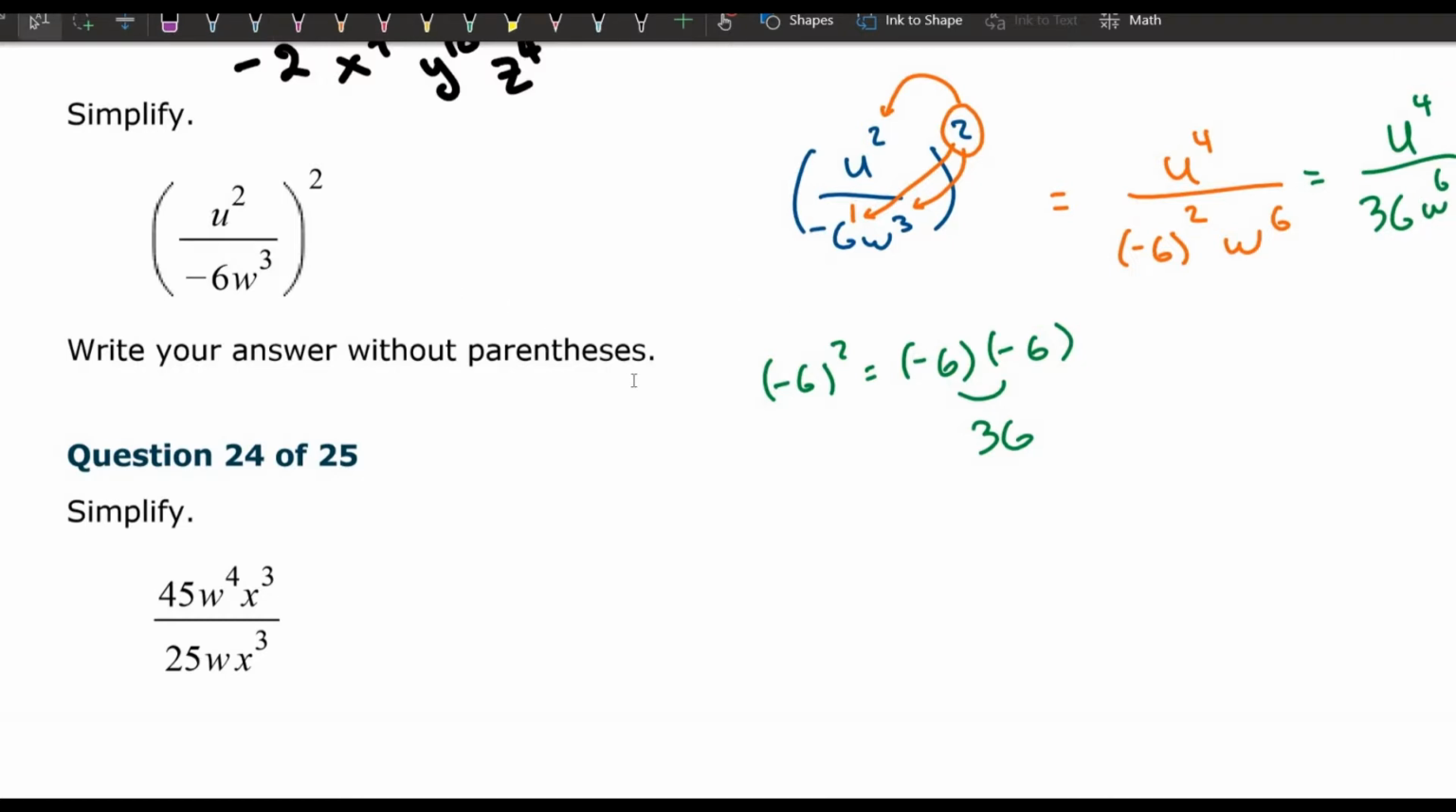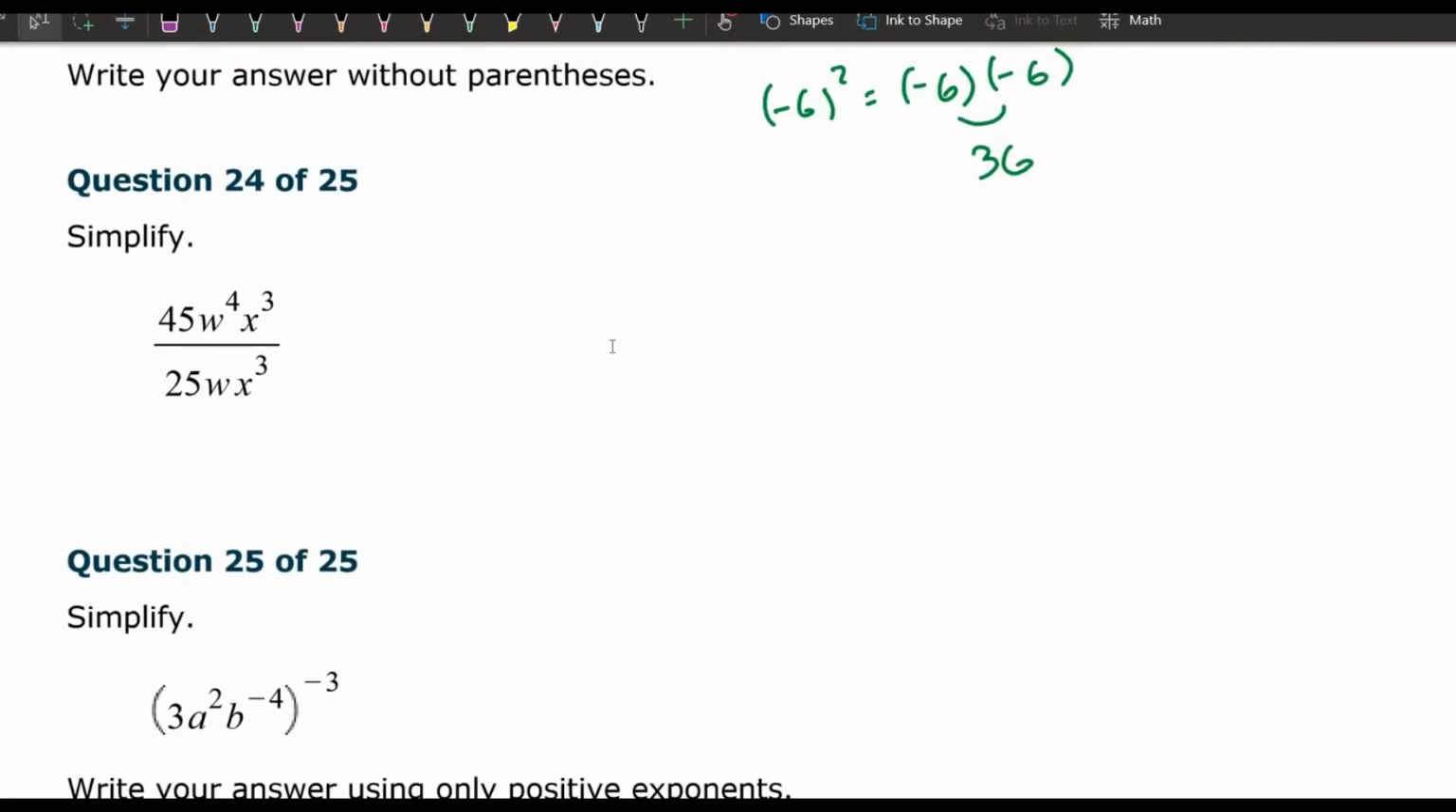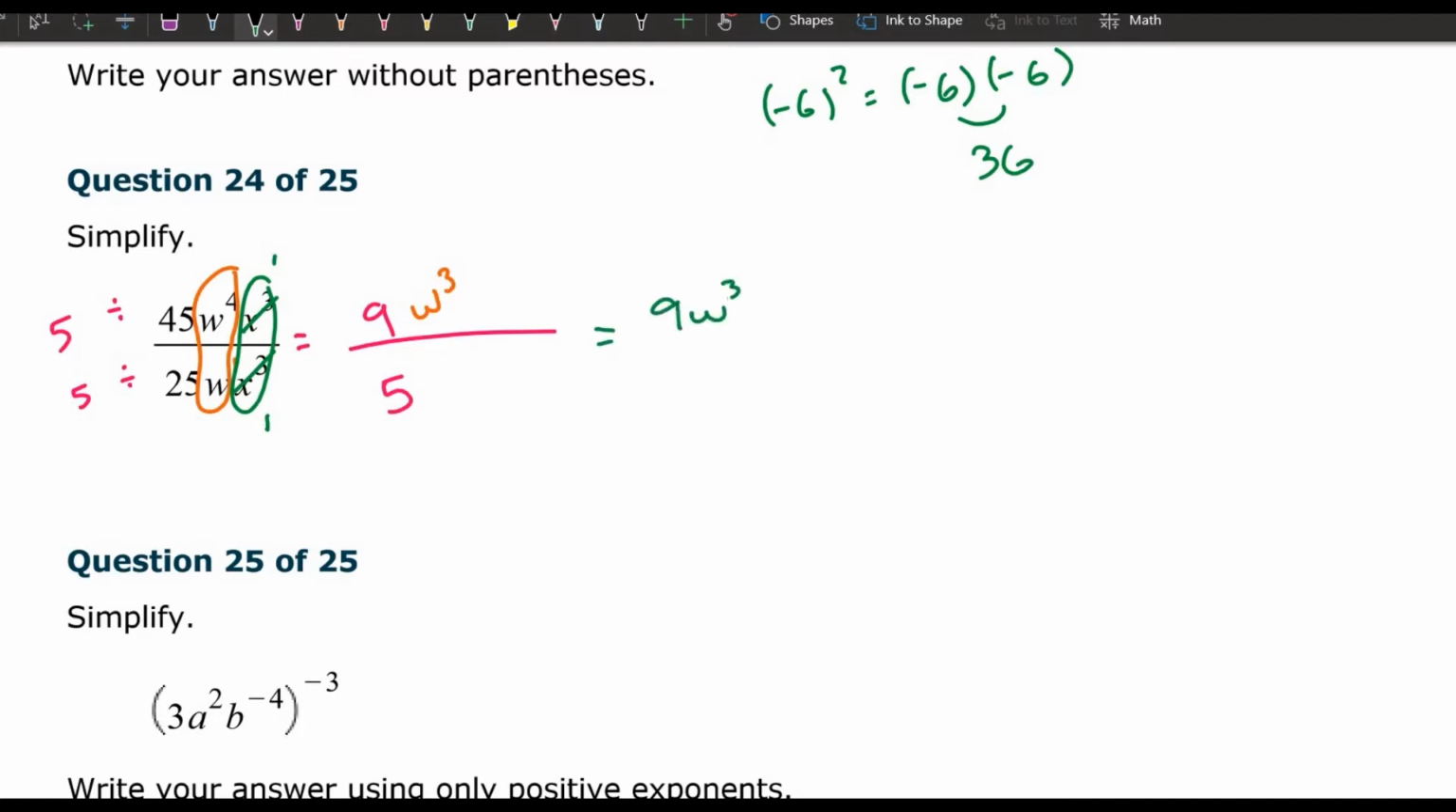Alright, we go to number 24. Number 24, you can reduce your fraction. This one can be reduced by 5, and this one too. So that will give you what? 9 over 5, right? W to the 4 divided by W to the first power. So 4 minus 1 is W to the third. X to the third power divided by X to the third power. They divide out evenly. That gives you 1. So your final answer is 9W to the third power over 5. That's it.